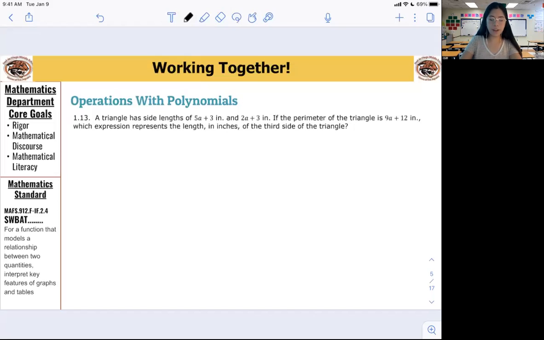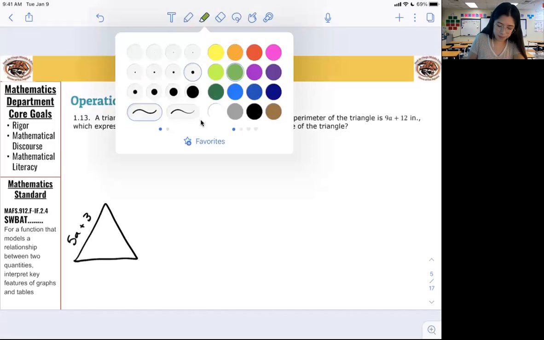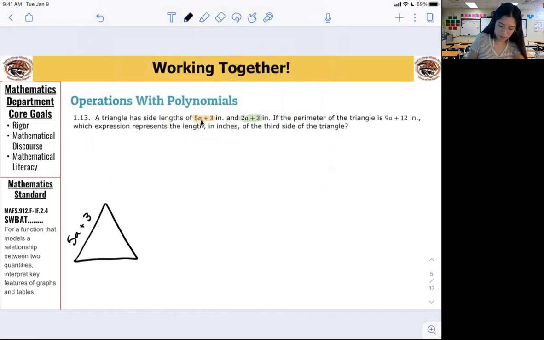Draw it out. I have a triangle. I'm just going to draw a quick little triangle. And it's telling me that, okay, one of the side lengths is 5a plus 3. The other one is 2a plus 3. And the perimeter is 9a plus 12.